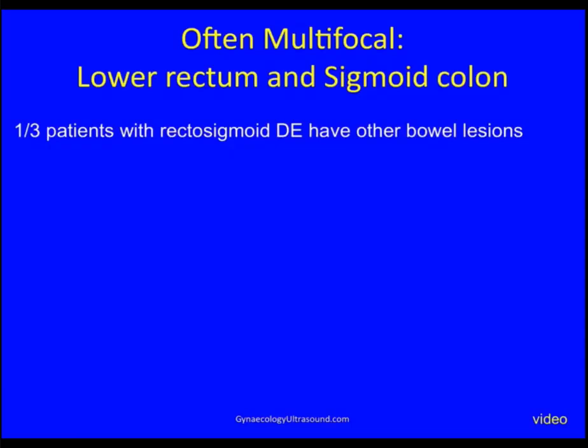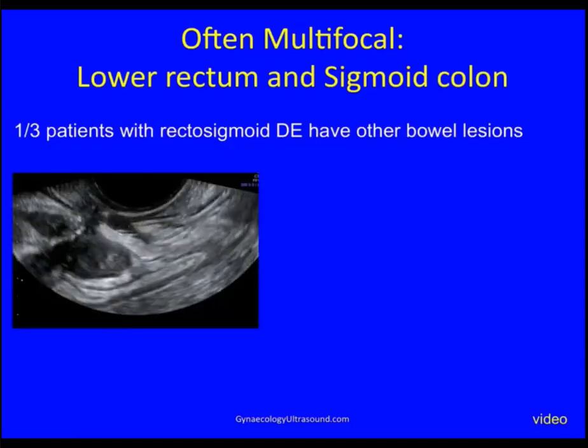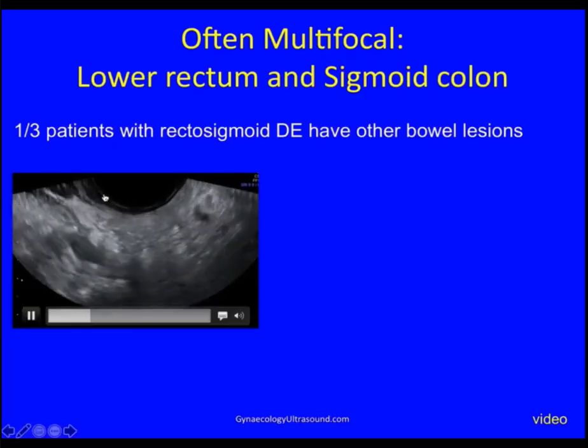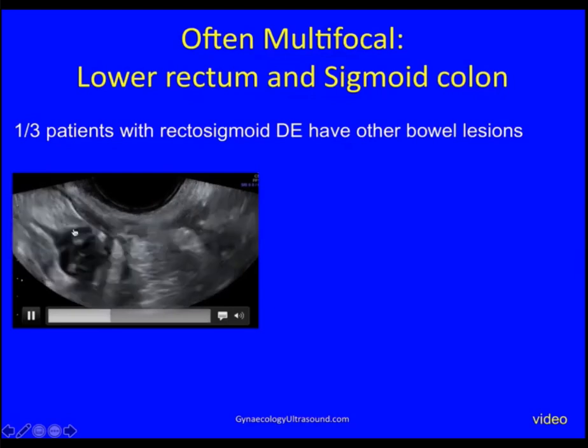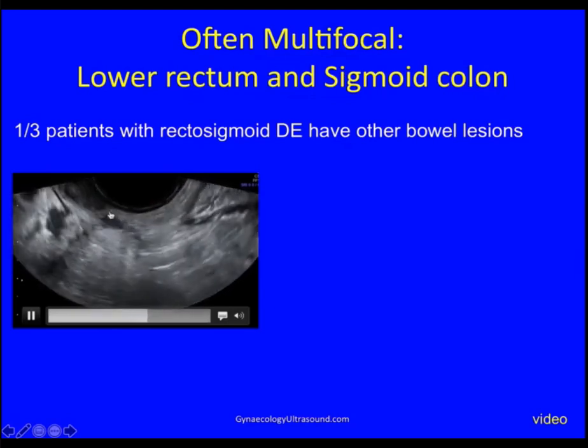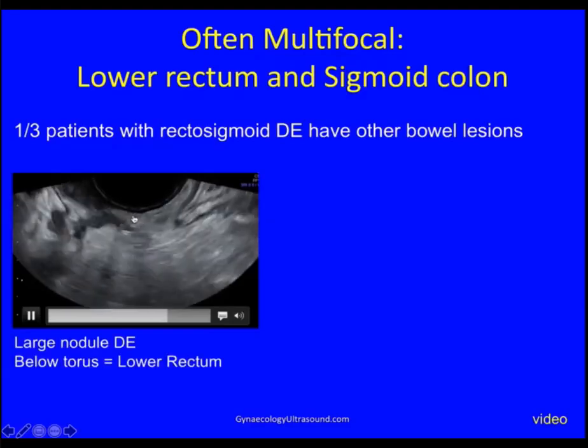It can often be multifocal too. If you've got it low in the rectosigmoid, you may have higher lesions too. So this patient, this is a low rectal lesion. You can see I'm in the posterior fornix, the cervix is over there, and I've got a low lesion there. That's some ligamentous involvement too.